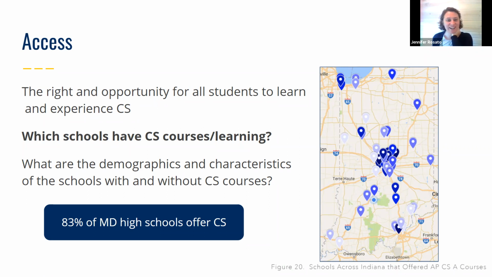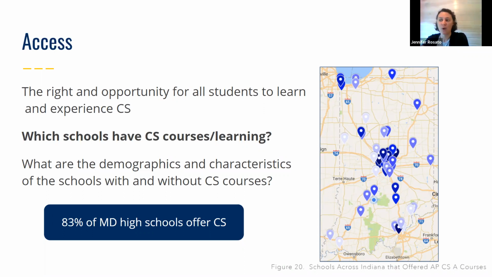This one is from Indiana. I didn't know if there was a map from Maryland, but Maryland has great numbers, with 83% of high schools in Maryland offering computer science. And so that map would probably be full of lots of dots. This is an issue, though, the same one that's showing up here in Indiana. This is an issue that we struggle with in Minnesota as well, where the urban and metro areas have a lot more computer science than our rural areas, what we call greater Minnesota or outstate areas.